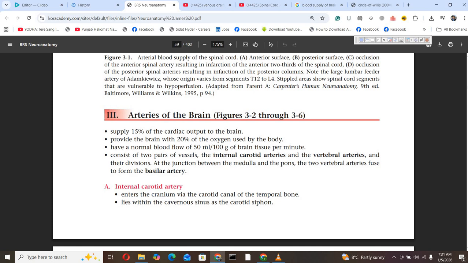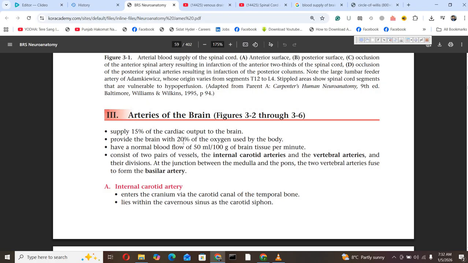The blood flow in the brain is 50 to 100 ml per 100 g of brain tissue per minute, while the basic blood pressure of the human body is, I think, 120 to 80. So it is a major MCQ that we can try from here.